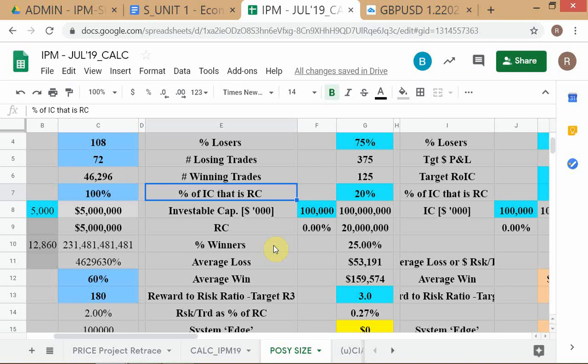So we have another 20%. So we have another field for user input. All the user input is in blue, okay, cyan actually. So we have another row for user input, which is percentage of investable capital. Okay, IC is investable capital. So let me just write it here also. Investable capital.